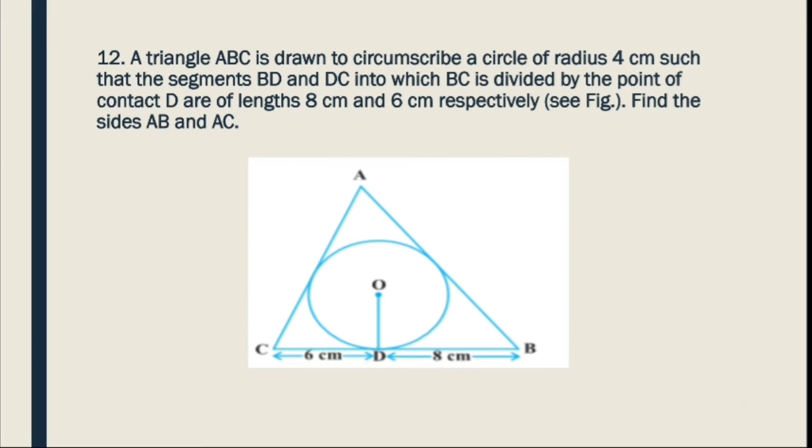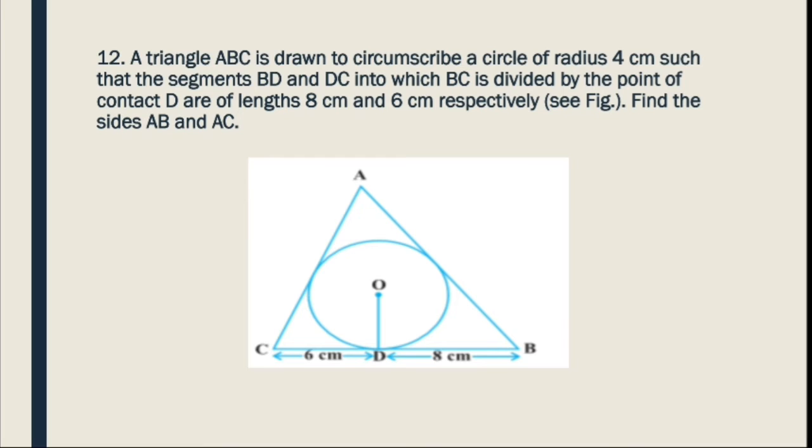Now next is a very important question. A little bit complicated also, but it is a very important question. A triangle ABC is drawn to circumscribe a circle of radius 4 cm such that the segments BD and DC into which BC is divided by the point of contact D are of length 8 cm and 6 cm respectively. Find the sides AB and AC.